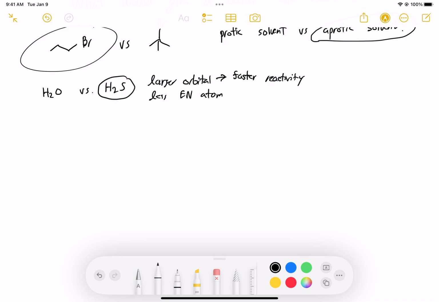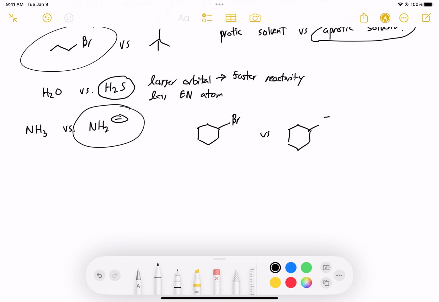All right. So NH3 versus NH2 minus. Remember, the more negative charge you have, the better. So NH2 minus is fast. It will result in a faster SN2 reaction. So we'll obviously have cyclohexyl bromide versus the fluoride variant.